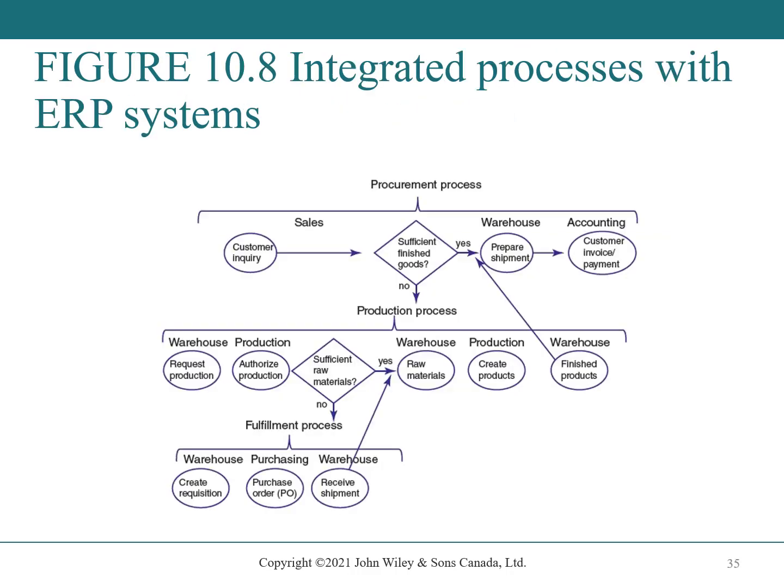Figure 10.8, integrated processes with ERP systems. This figure shows the three cross-functional business processes that we just discussed, and it specifically highlights the integration of the three processes, which is made possible by ERP systems.